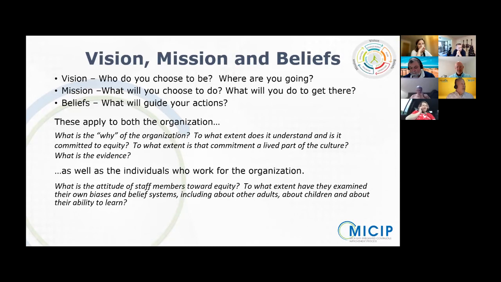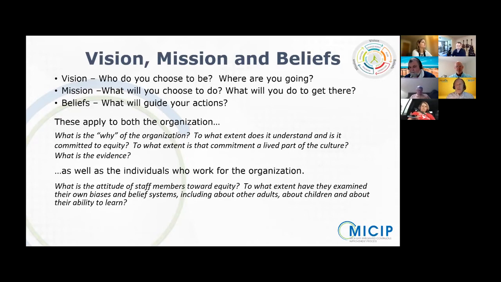In terms of MICIP, it's also really important to recognize that there are two applications when we're talking about vision, mission, and beliefs. So certainly there is that organizational application, or that organizational work. And when we talk about it at the organizational level, then we have questions such as those that are on the screen. So what is the why of the organization?